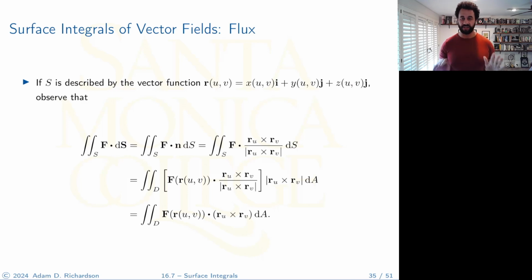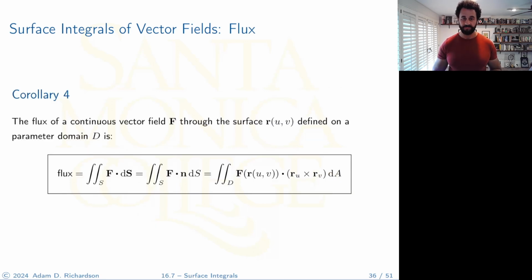But then what happens is something nice. These two values cancel out. And what you're left with is F dot this cross product and then dA. So it kind of simplifies things a bit. There it is. And then we get this corollary.